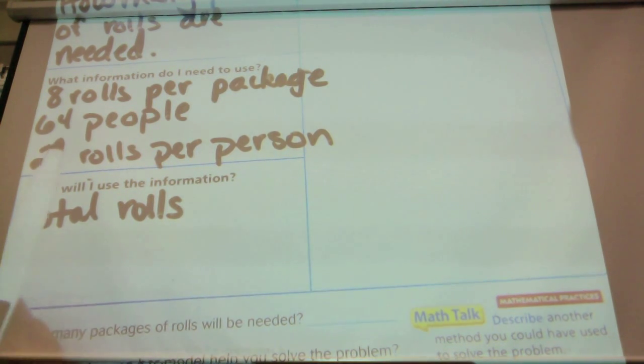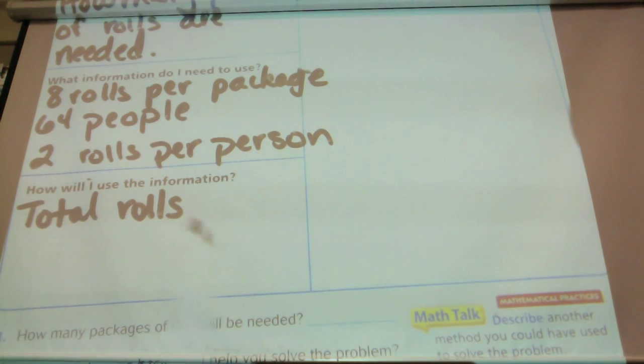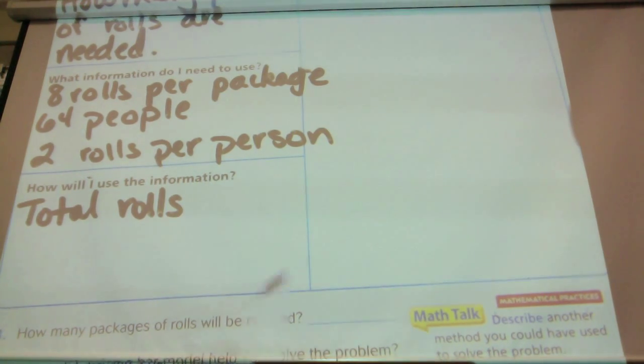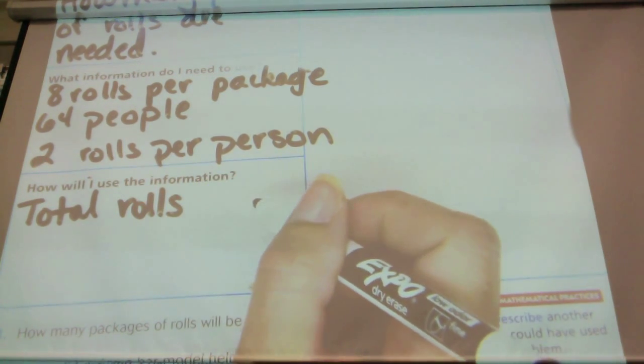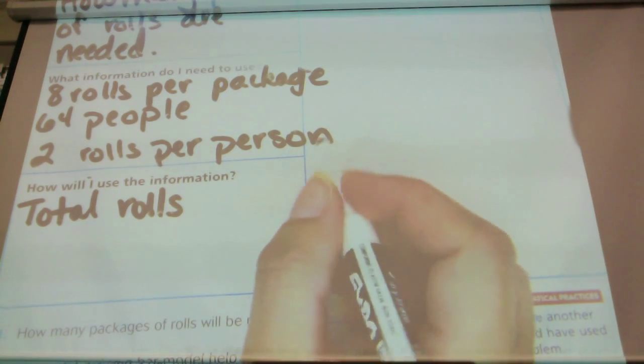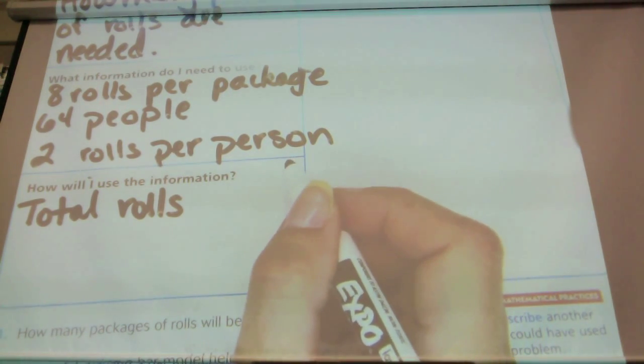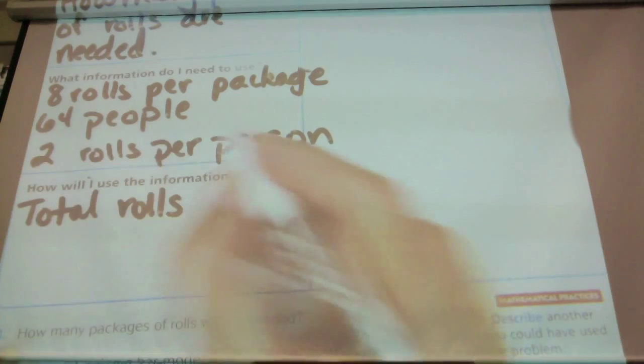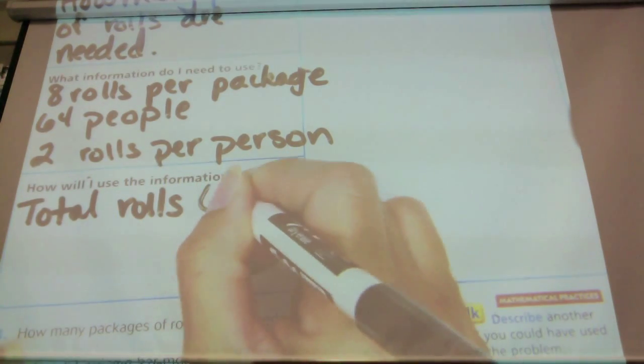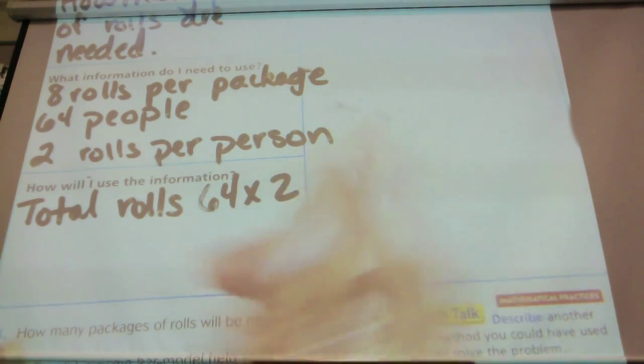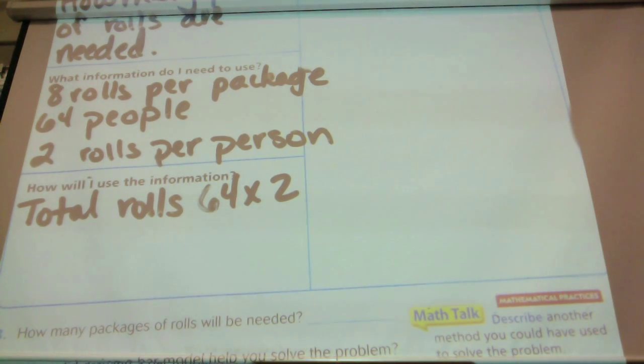I know I have 64 people. I know two rolls per person. So what am I going to do to figure out how many rolls total I need? Let me say it one more time because I'm giving you the answer. 64 people, 2 rolls per person. I'm going to do what, class? Start with a bigger number. 64 times 2.